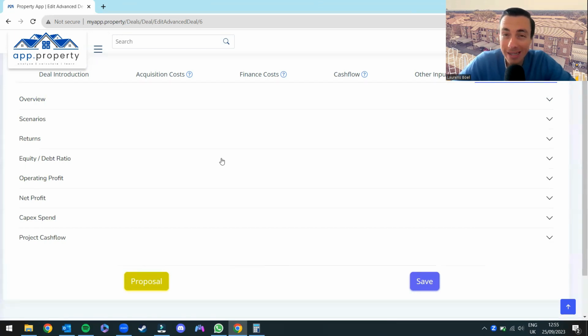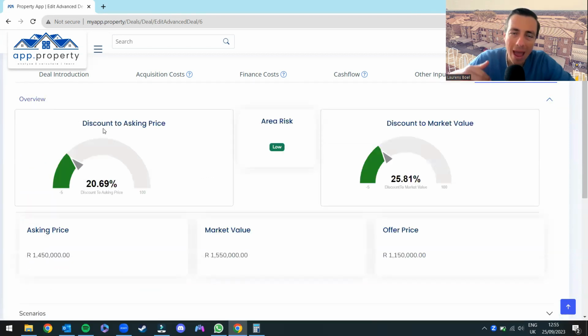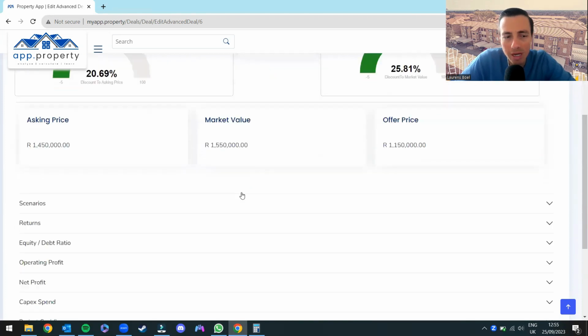There's quite a lot of data and reporting on this page, so it can be a bit overwhelming. Don't worry, as you do this more often, you'll get more used to it. The first tab is the overview tab. This is telling you at a high level what the numbers look like. So your discount to market value, your asking price, offer price, and market value. So it's a very, very high level overview of essentially what your purchase price is.